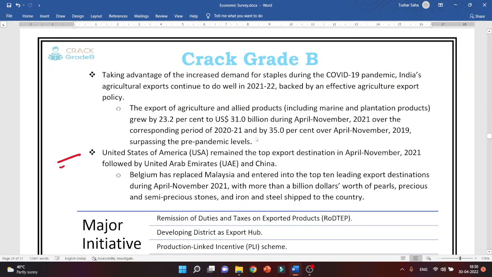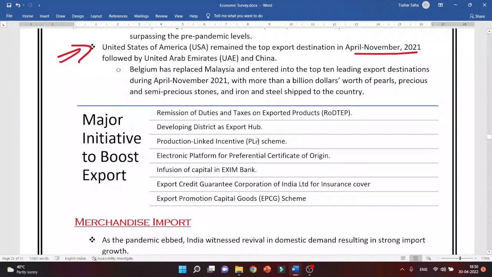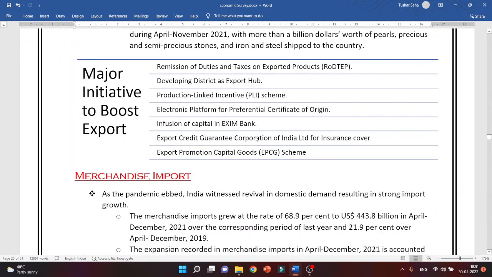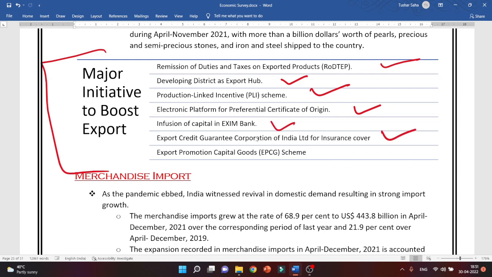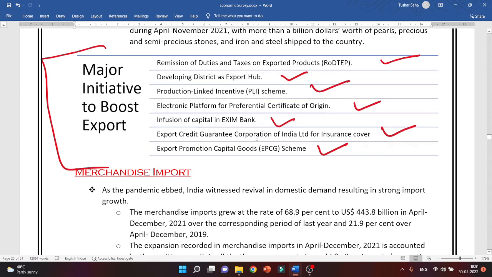Now read this. USA remained the top export destination in April-November, followed by UAE and China. Okay, so major initiatives to boost export. What were the major initiatives? This is important. Remission of duties and taxes on exported products, developing districts as export hubs, then PLI schemes, production linked incentive scheme, electronic platform for preferential certificate of origin, infusion of capital in Exim Bank, Export Credit Guarantee Corporation of India Limited for insurance cover, then export promotion capital goods schemes, right?